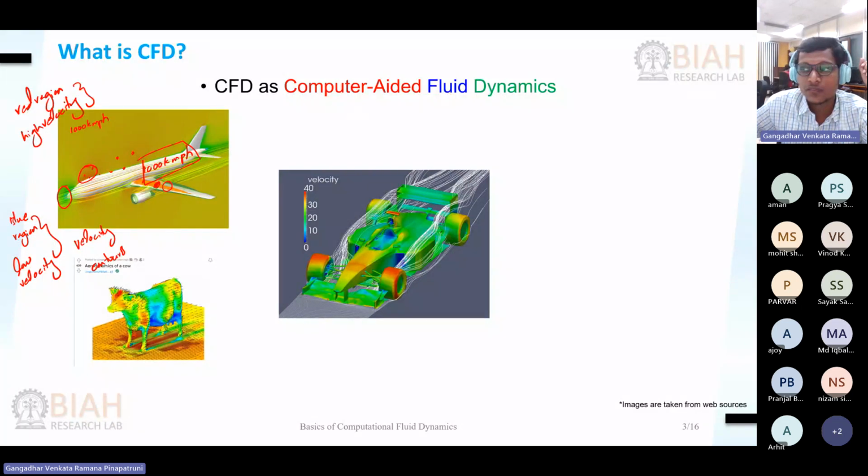Are you able to see here? So this simulation is showing the velocity vectors also. That is saying what is the direction of the velocity at that particular location, and the length of the vector says what is the magnitude of your velocity.